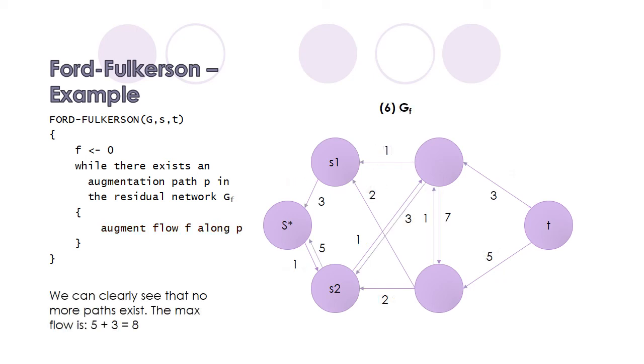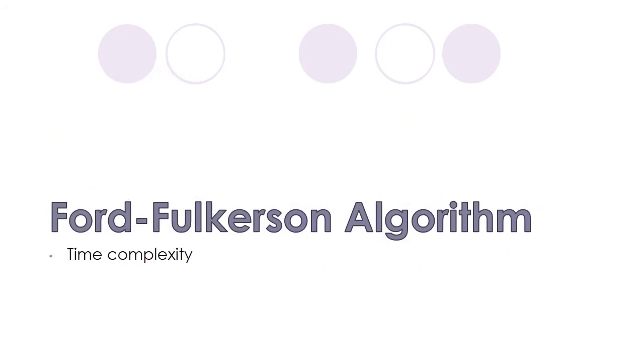And now we can clearly see on the residual network that no more paths exist, because if you look at T, there are no more edges going into T. And so therefore the max flow must be the value of F, which in this case is 5 plus 3, which equals 8. To conclude, I'm just going to talk a little bit about the time complexity.